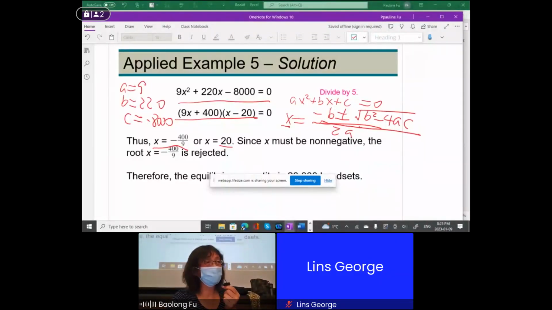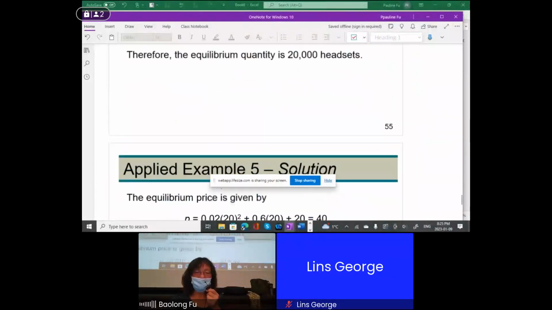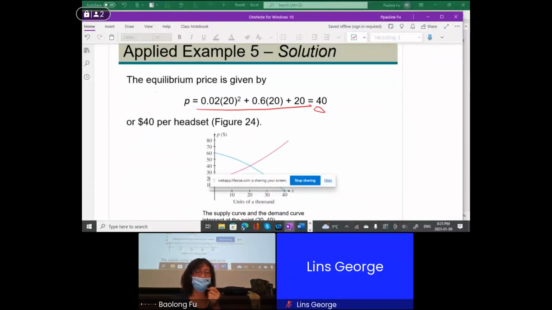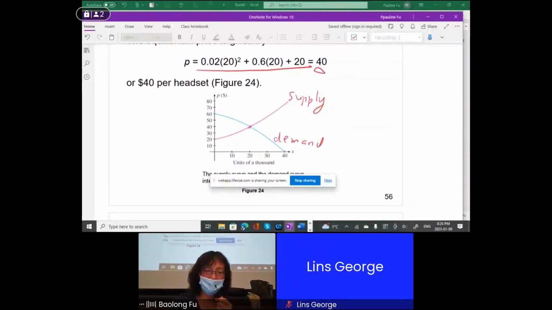Since x represents a quantity, the negative one is rejected. We only take x equals 20. Okay, so the equilibrium is x equals 20. The unit is 1,000. Once you get x equals 20, you plug this x into either function, and you get the price. Okay, so this is the diagram. This is the demand function. This one is the supply function. The equilibrium is here, x equals 20, y equals 40.